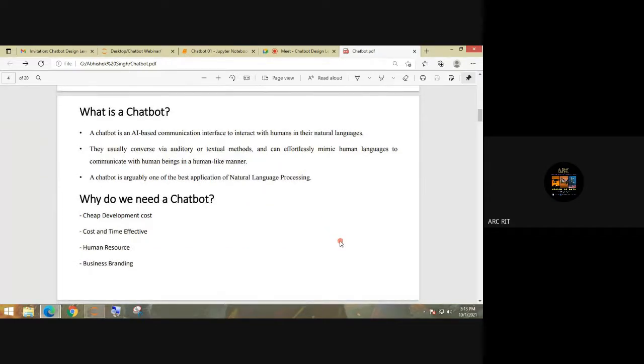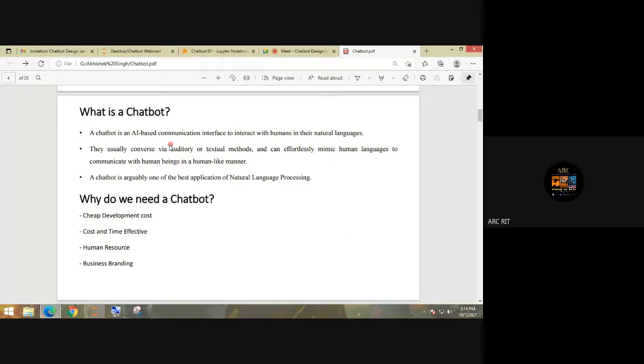So moving on, what is chatbot? There are numerous definitions available on Google. If you Google it, you'll find many definitions. Informally, I would say a chatbot is an artificial intelligence based communication interface to interact with humans. It is an AI based thing meant to interact with humans in their natural language. They usually converse via auditory or textual methods and can effortlessly mimic human languages to communicate with human beings in a human-like manner. If you have used or heard about Alexa, Siri, or Google Assistant in your mobile phones, you must be using it daily. Then you must know that they all are some kind of virtual assistant. They all are some kind of chatbots.